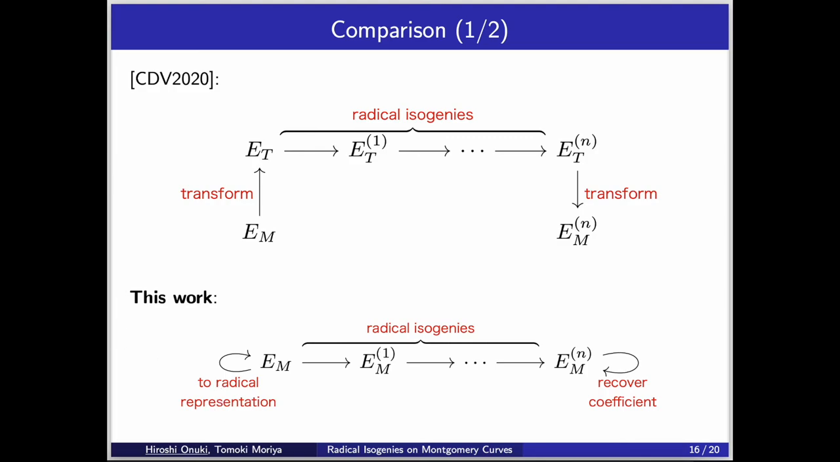Here is a comparison between the original radical isogenies and ours. In the original, first we transform a Montgomery curve E_M to a tight normal form E_T. Next, we compute radical isogenies repeatedly. Finally, we transform again the resulting curve E_TN to a Montgomery curve E_MN. In this work, there is no transformation, but we need some computation for values used in radical isogenies. These costs are much smaller than the transformations in the original.